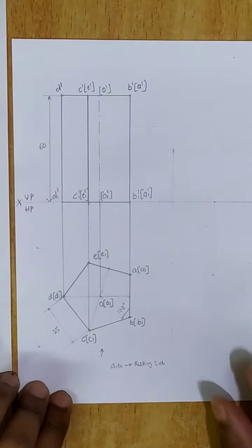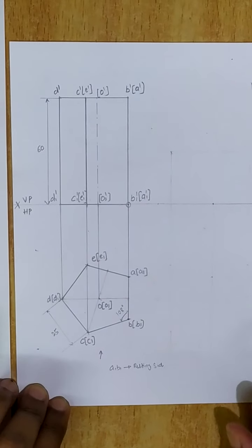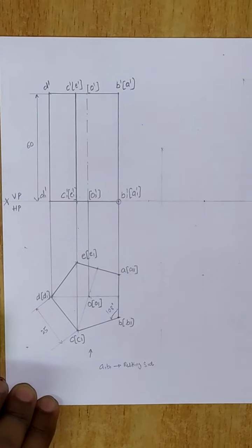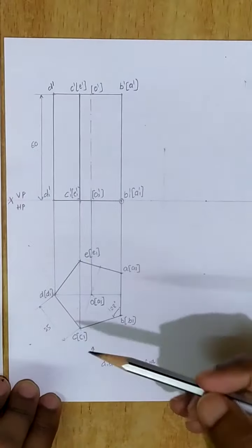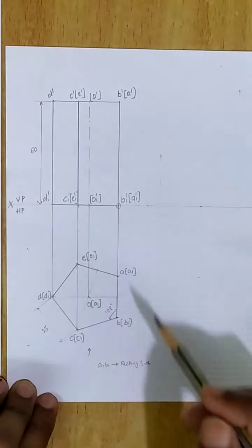So which is the resting point here? The resting side is B1 dash of A1 dash. So that should be there on the X line in all the 3 positions. So this completes the first position. The top view looks like a pentagon, and in the front view it looks like a rectangle.